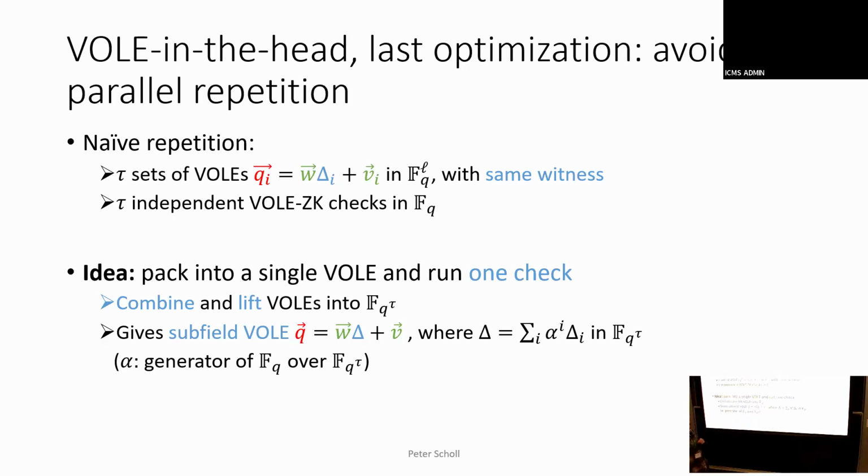So for instance, if we let alpha be some generator of the base field of the extension field, then you can take all of the verifier's delta challenges and lift them like this into the big field. And then do the same thing for the prover's vectors, so the V and the W, and end up with a single VOLE correlation over the extension field. Which means once we've done this, okay, we still have to do tau VOLEs in the first place, but then the actual zero knowledge part, the multiplication checks, just need to be done once over the big field. It seems like this maybe helps, but it's not quite enough.